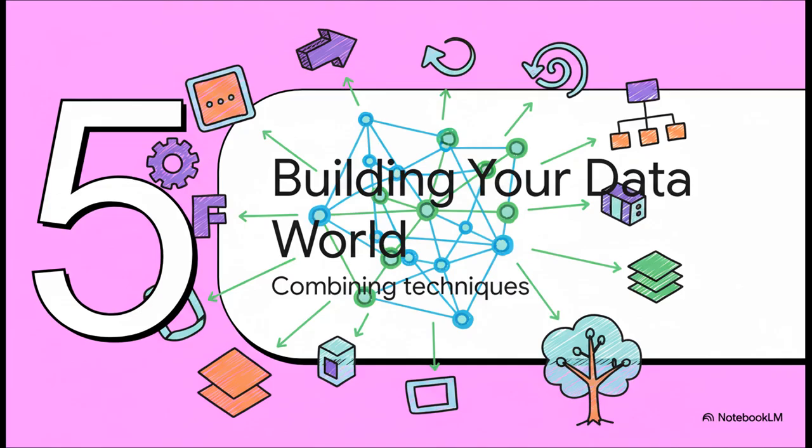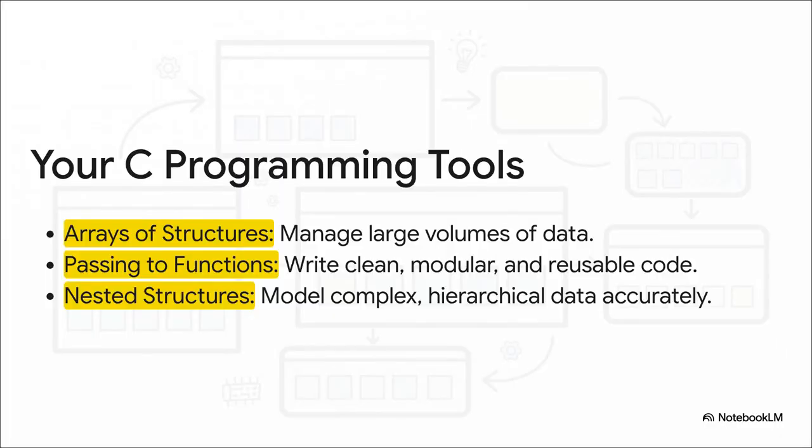All right, so we've looked at all these different pieces, right? Structures, arrays, functions, and nesting. But the real magic happens when you stop thinking about them as separate things and start combining them. Let's see how they all come together. So let's just recap what we've put in our C programming toolkit today. We've got arrays of structures so you can handle huge amounts of data. We've got passing structures to functions so you can write clean, modular code that's easy to reuse. And we've got nested structures so you can accurately model complex, real-world data.